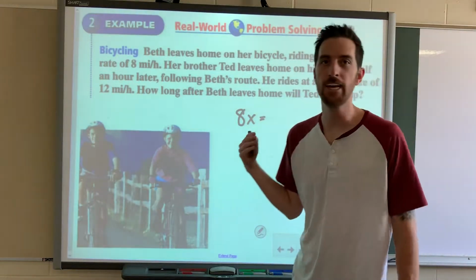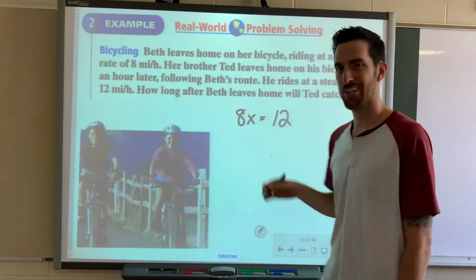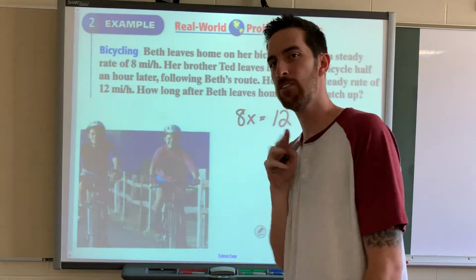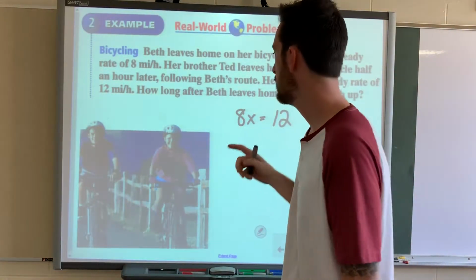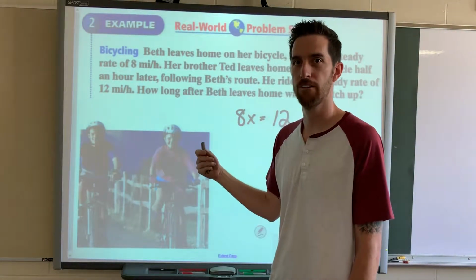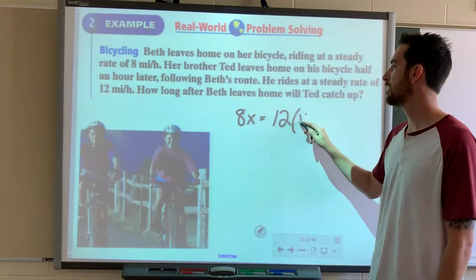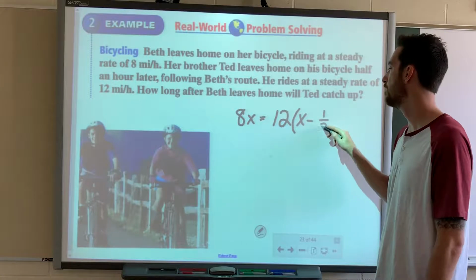Oh my gosh, Ted is going so much faster. He's going 12 miles every hour. However, he's starting a little later. So he's going to take Beth's time and subtract a half of an hour, right? Because he's starting a half hour later. So the way we're going to represent that is X minus 1/2.